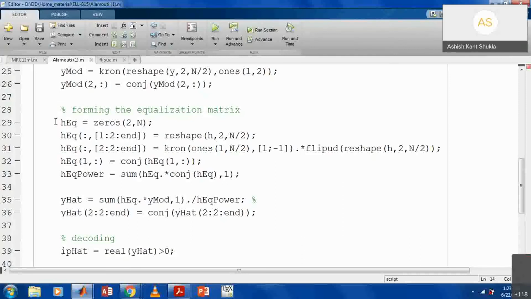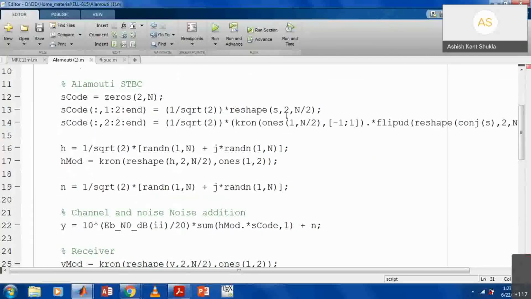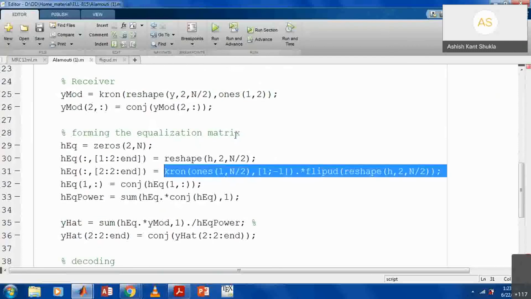So here also you will first initialize your equalization matrix. This is H equalization is the zeros. So you will form a 0 matrix of dimension 2 cross n, and then you will fill your H equivalent matrix, the odd columns of your matrix, by this element, and even columns of your matrix by this one. You have done this exercise earlier also. Here also, just that we are not using 1 by square root of 2 over here.